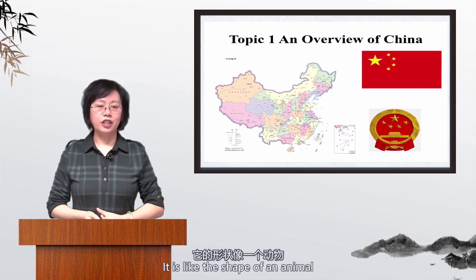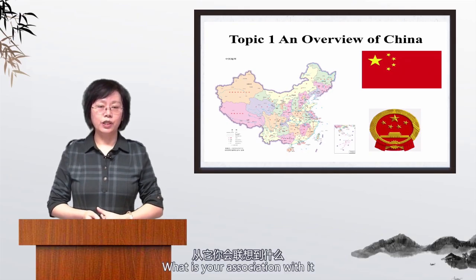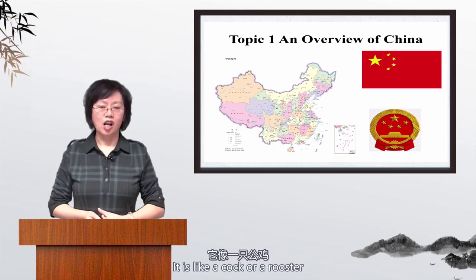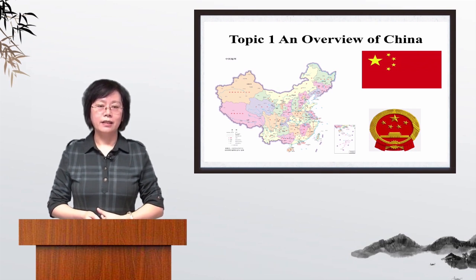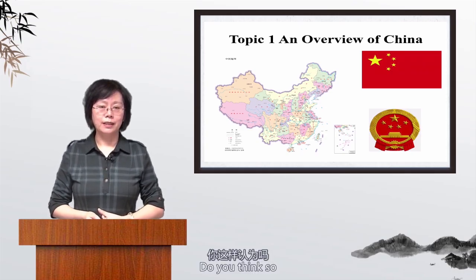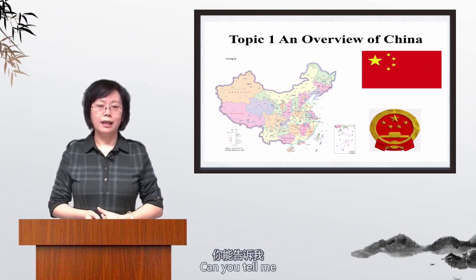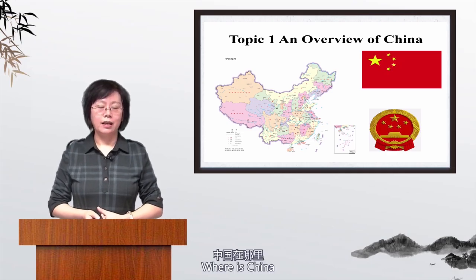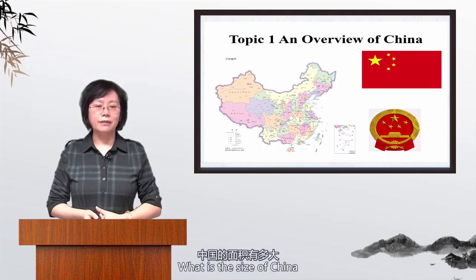It is like the shape of an animal. What is your association with it? It is like a cock or rooster. The head in the east, the tail in the west. Do you think so? Can you tell me the geographic location of China? Where is China? What is the size of China?